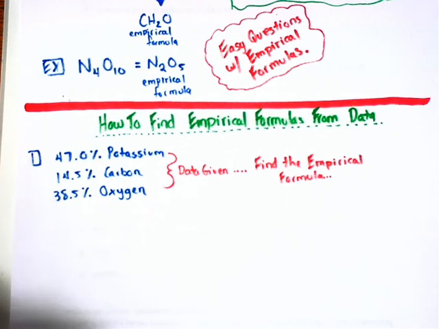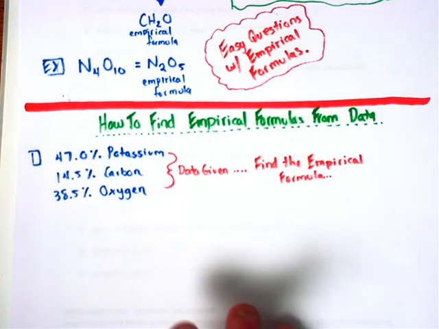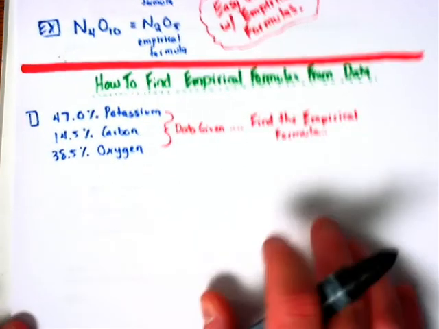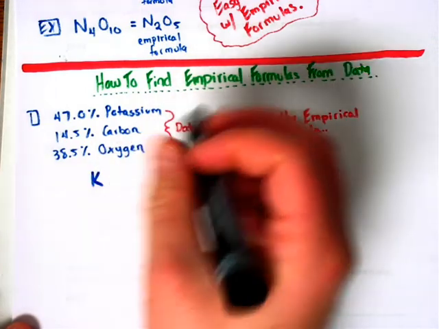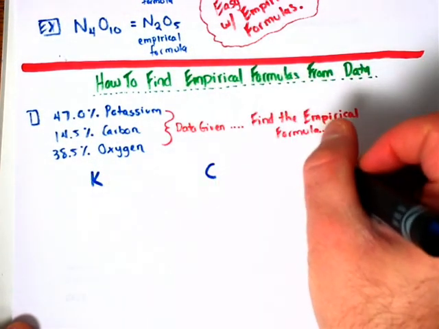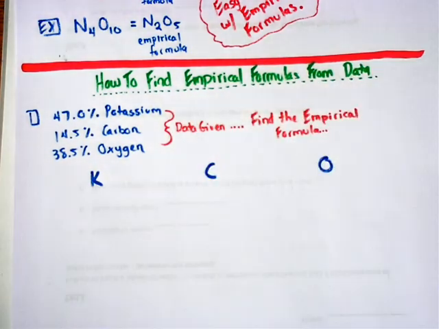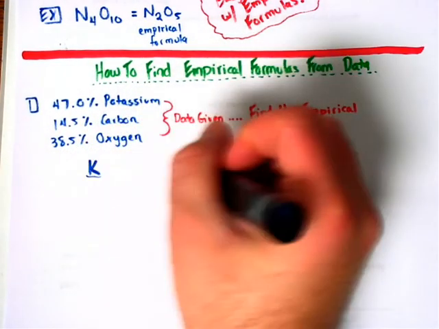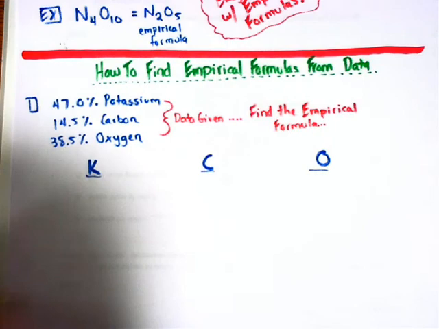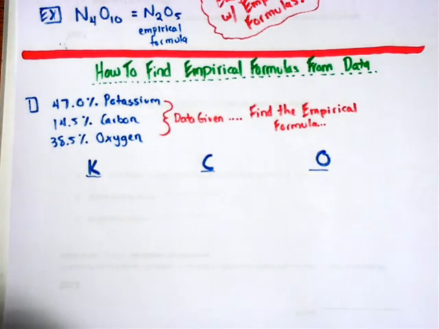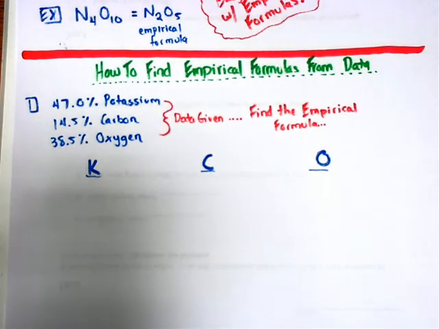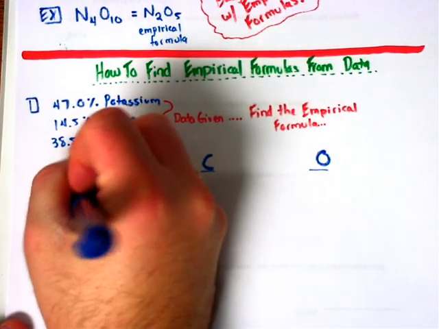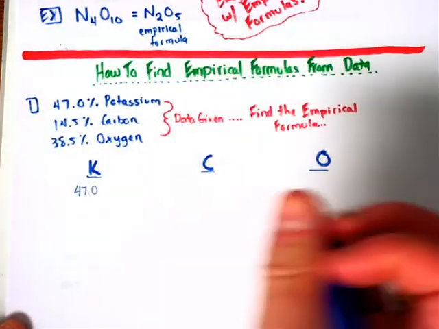Here's what we're going to do. The first thing I'm going to get you to do is divide up and create kind of like a table. So since potassium was the first element they mentioned, I'm going to put potassium right there, and then I'm going to put carbon, and I'm going to put oxygen. And then right below each of these guys, I'm going to put the percentages that they gave me. So what was the percentage of potassium? So I'm just going to write down that number, 47.0. I'm not going to write my percent sign.